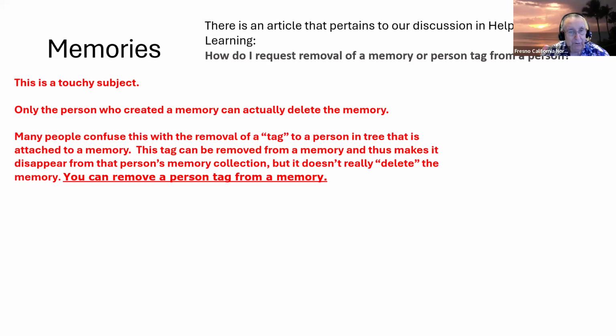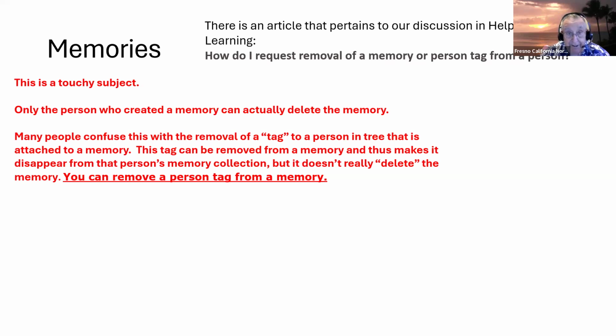Only the person who created a memory can actually delete the memory. A lot of people use the word delete when they're talking about memories, when they're talking about getting the attachment to a person removed. They'll say, I'm going to delete it from this person and tree. And that's not really true. You're going to remove the tag. The memory itself will still exist. It just won't be tagged to the person that you untagged it from.